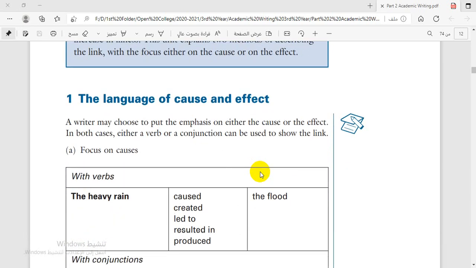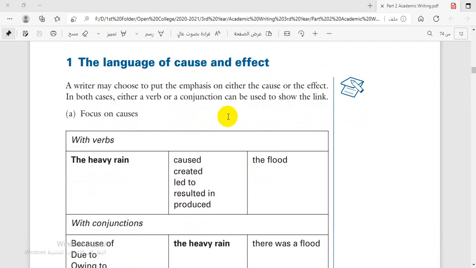Okay, let's start with the language of cause and effect. Follow this carefully. In the language of cause and effect, a writer may choose to put the emphasis on either the cause or the effect. I'd like you to underline the word emphasis. In both cases, either a verb or a conjunction can be used to show the link.